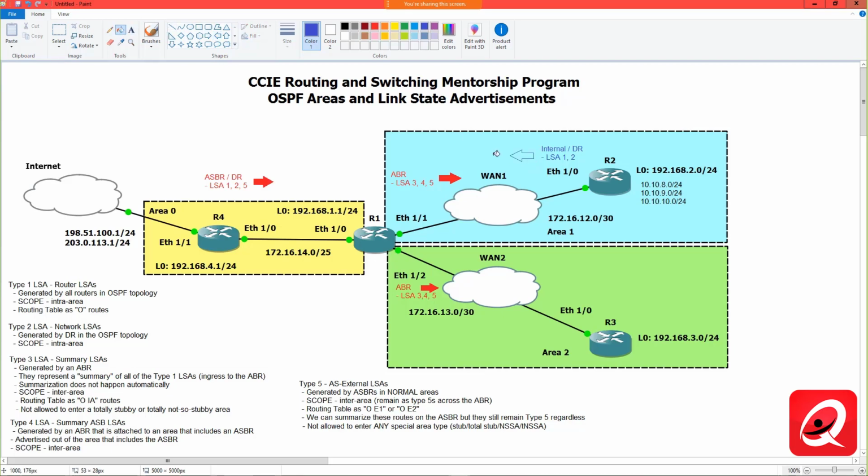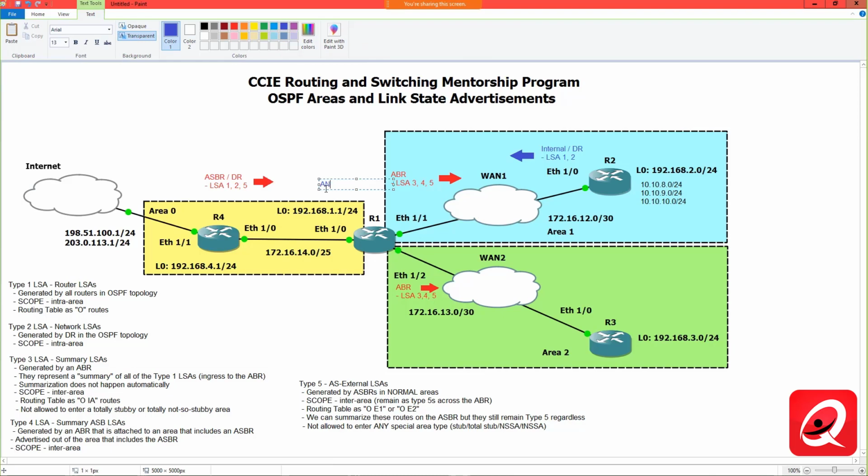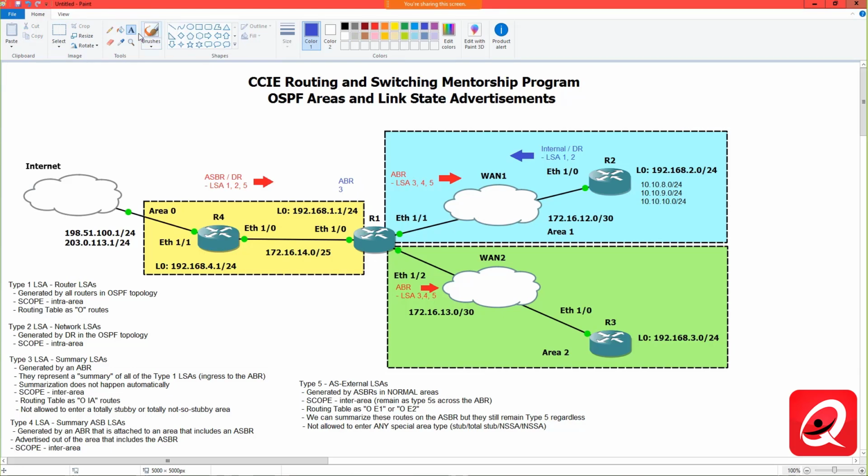And the same thing on this side, because we're in an ABR here, we're going to be generating type 3s in that direction based on those routes that are coming in from the DR or from router 2. You guys get what I'm doing here, right? I'm trying to show you how these routes get represented as I move from one area to another, if that makes sense.